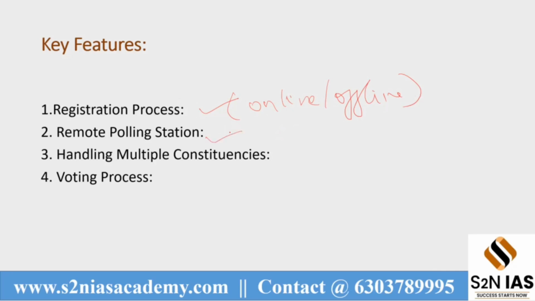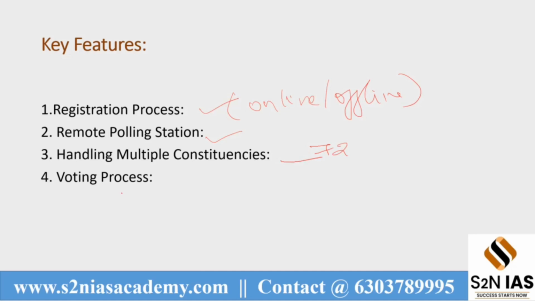Next, remote polling station. A multi-constituency remote polling station will be set up in the area of the voter's current residence, allowing for remote voting from their location. Next, handling multiple constituencies. The REVM can handle up to 72 constituencies from a single remote polling booth, making it efficient for voters from different constituencies to cast their vote at the same location.